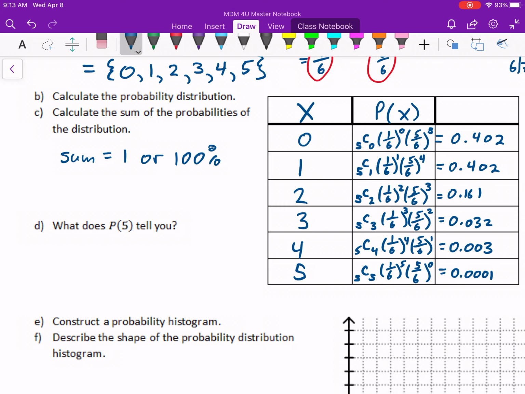What does P at 5, D part, tell us? Well, that tells us the probability for one particular outcome, the outcome of getting exactly 5 doubles.